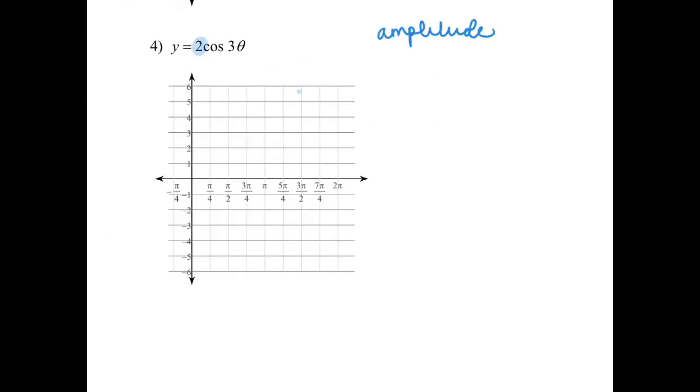Amplitude's 2. You see that a lot. That 2 comes up quite often. It's just a coincidence, though, that's happening here. You could have other things besides 2 and 1. Okay, now for my period. I'm going to take 2 pi over 3. This one's going to be complicated because the fraction's a little bit wonky.